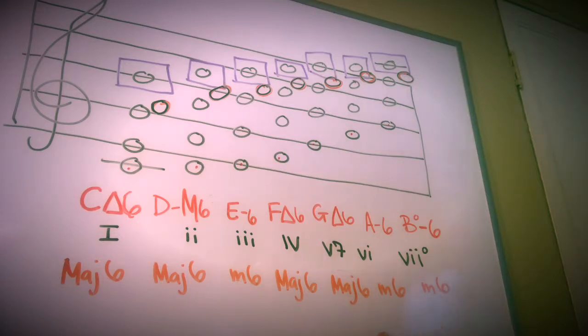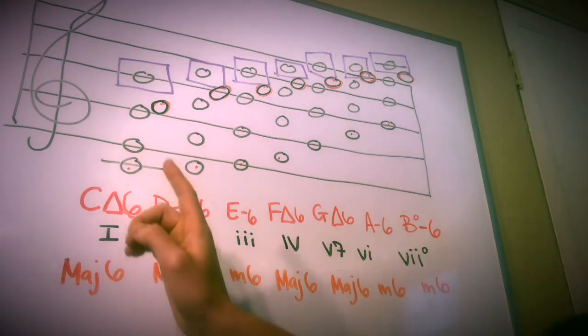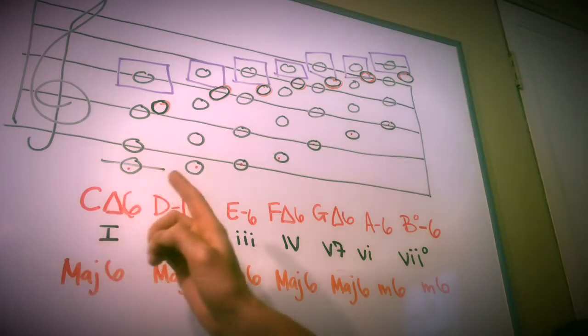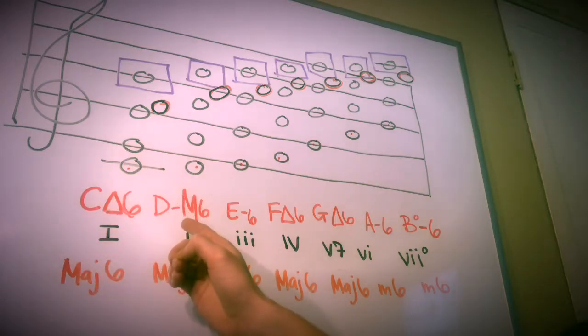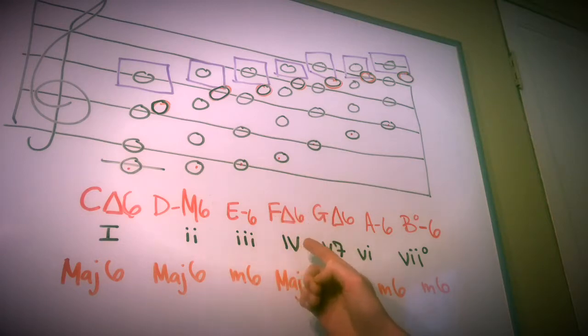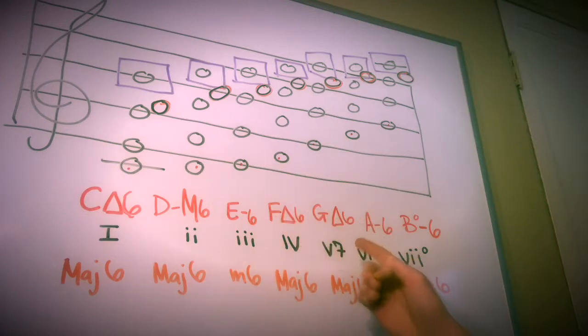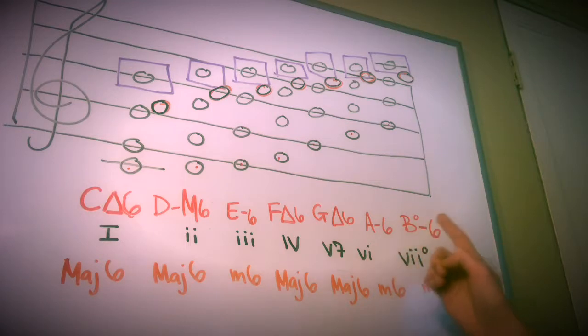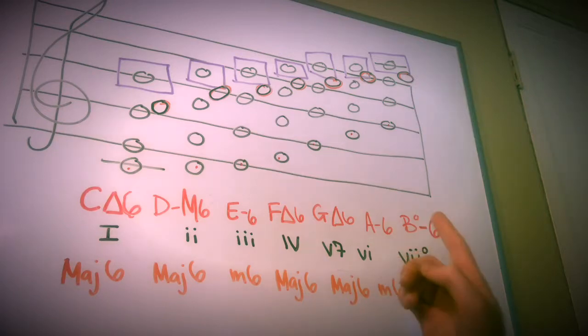So in C major scale, we could call these C major 6, D minor major 6, E minor 6, F major 6, G major 6, A minor 6, B diminished minor 6. Nobody talks about the diminished minor 6 chord except for me, because if you're a rhythm player, you probably think of this as a voicing of a different chord. But that's for a different video.